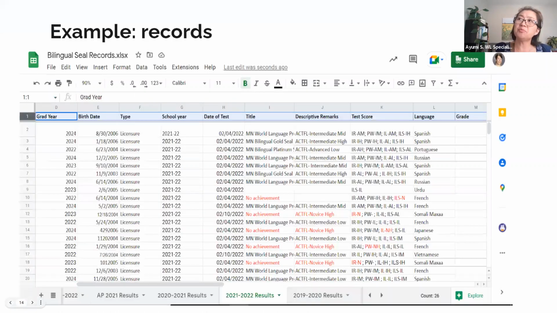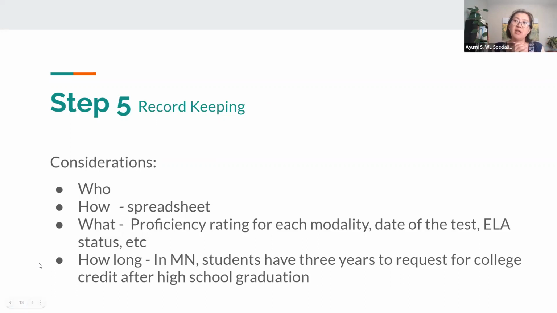The transcript piece and the record keeping go hand in hand because in Minnesota, students have 3 years to request the college credit for their seal. And schools should retain the record. I mean, that is in a statute. So schools are asked to retain the record. So 3 years after graduation, students can come back to school and say, could you please verify? Or colleges may come back and say, I have these students requesting, I'd like to verify, right? So it's very important that a good record is kept.